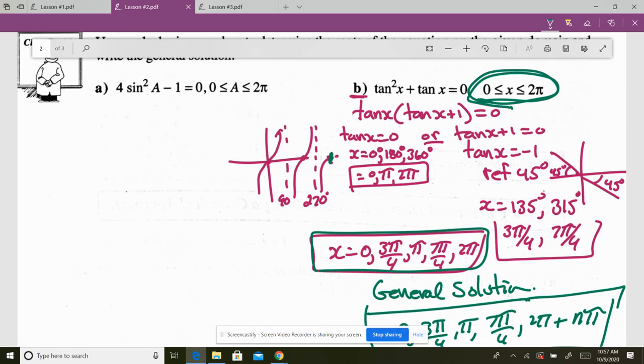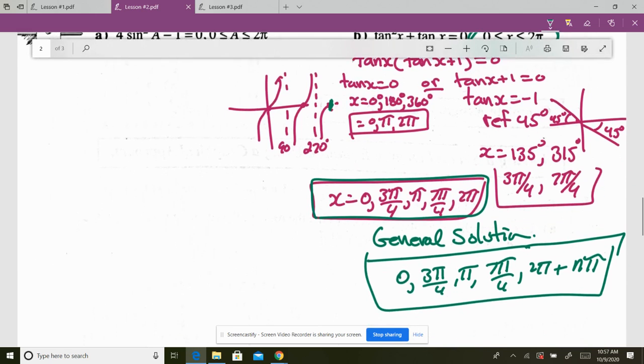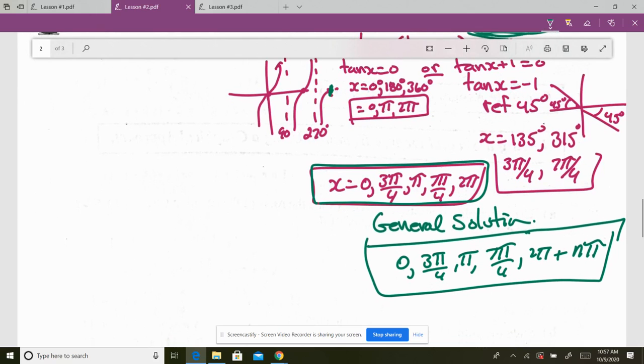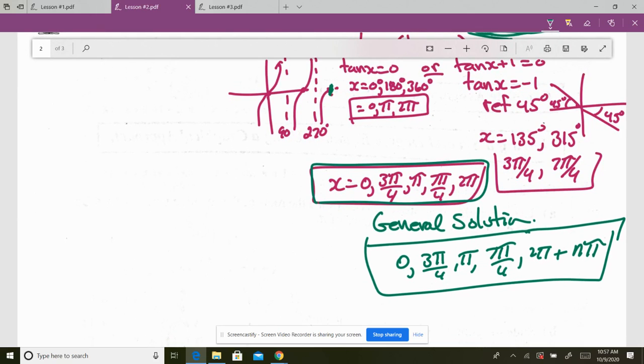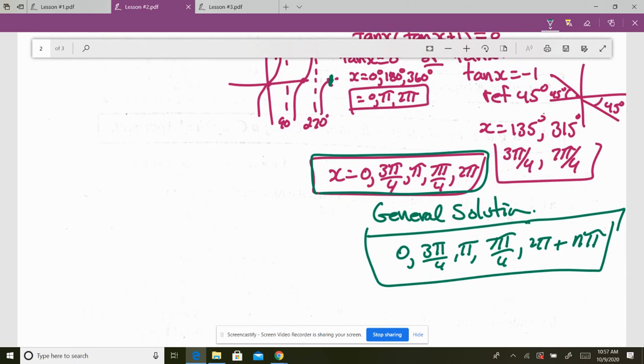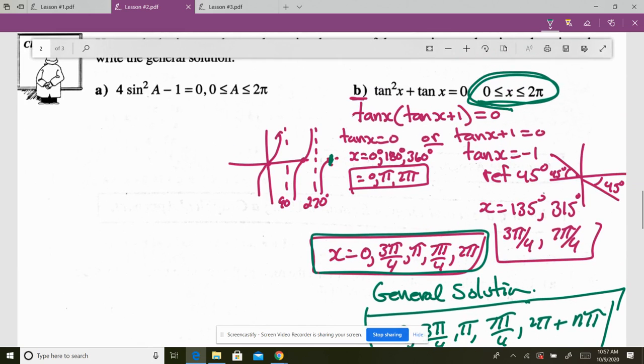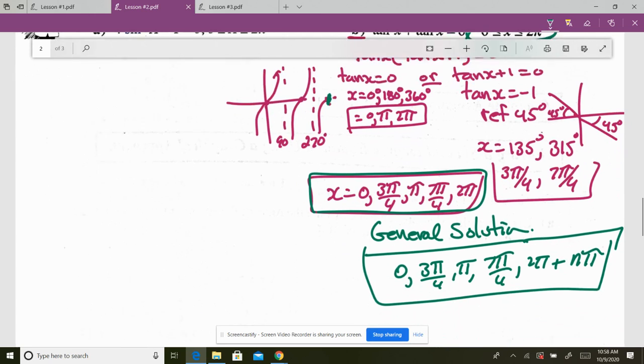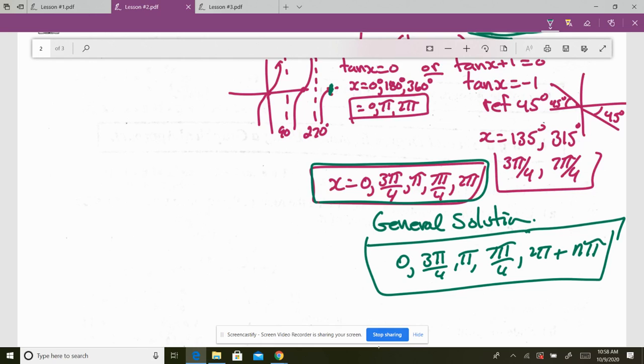It's what? Yes, because the period is pi. But the general solution is if I extend the domain to like negative infinity to positive infinity, it's all the possible answers. Okay? I feel like you're just nodding just to get me to shut up. Do you want another one?